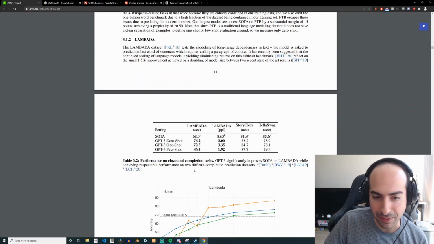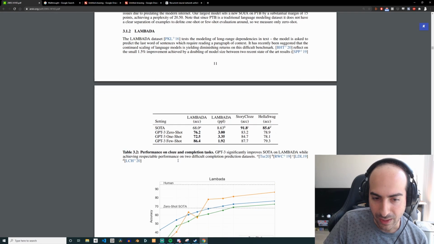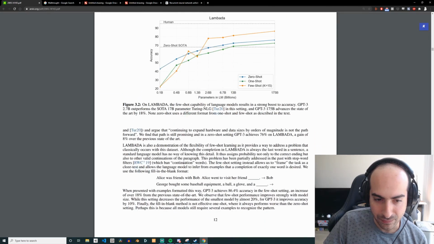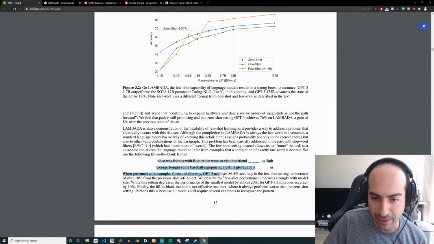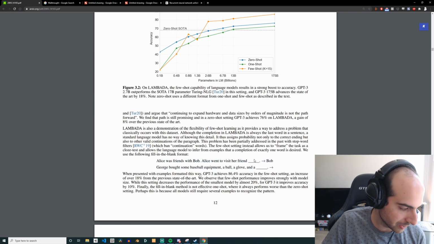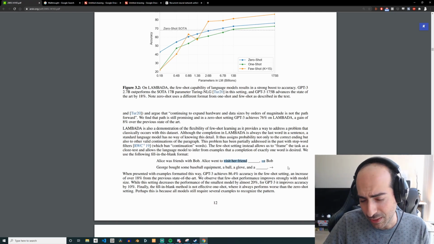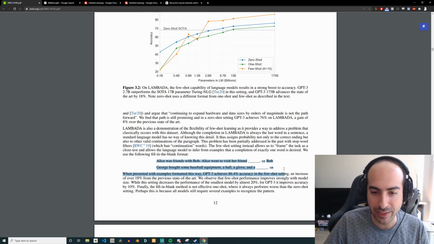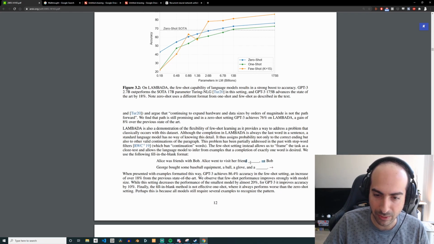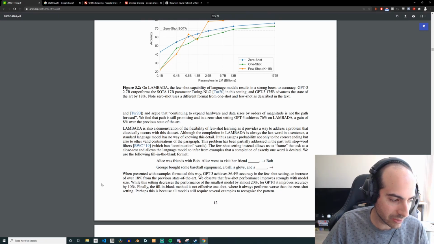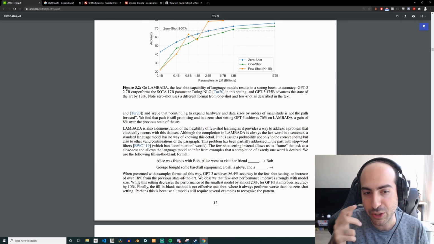So let's look at some of these data sets. For example, here's one, this is LAMBADA. This is basically word completion. So, Alice was a friend of Bob, and Alice went to visit her friend, Bob. What's interesting about this task is that you don't need labels for it. What you could do is come in and randomly zero out, or mask, some of these words. And so you basically get free training data.